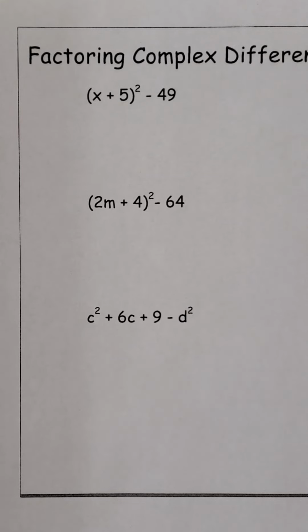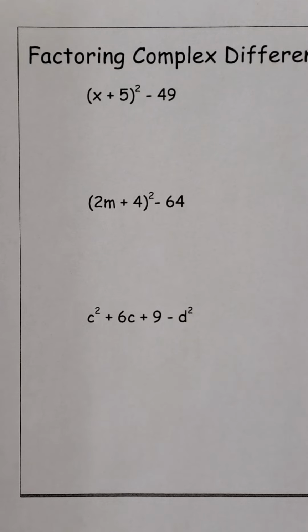Welcome to factoring complex difference of squares. So this in essence isn't much different than what we worked on in the previous lesson. However, it is a little bit more complicated. For difference of squares, we need two terms. One needs to be positive, one needs to be negative, and they both need to be perfect squares. And that's exactly what we have here.